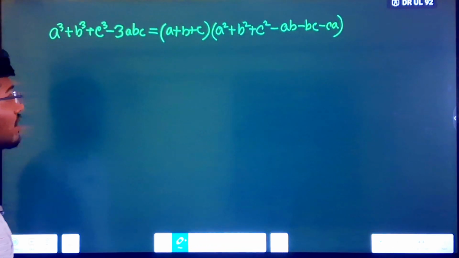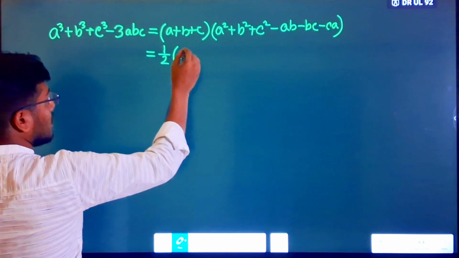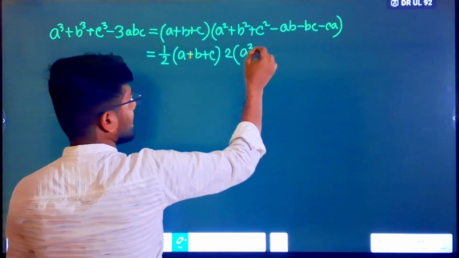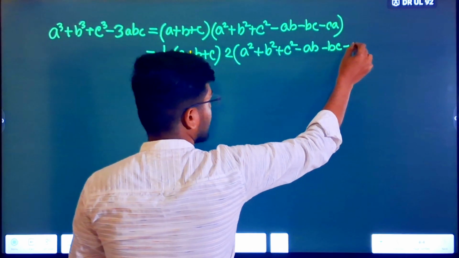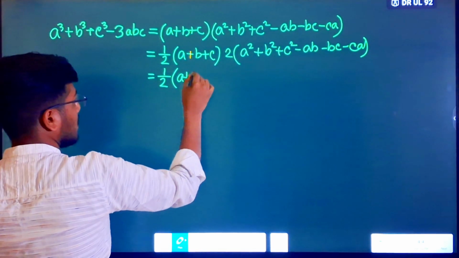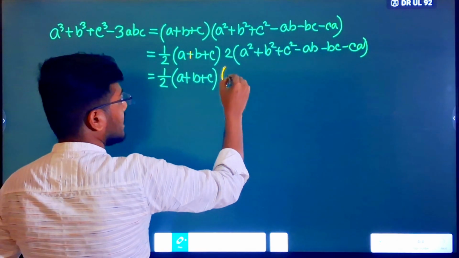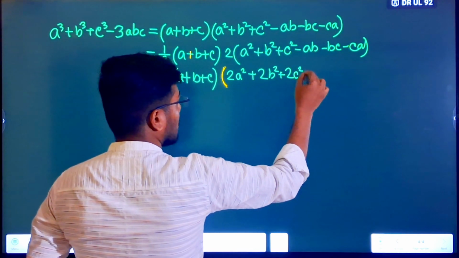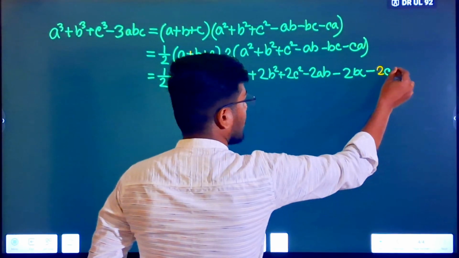To find out the next version of this formula, at first we take half common. Then a plus b plus c. So half means multiplied by 2. Again you write down the same thing, a square plus b square plus c square minus ab minus bc minus ca. Yes or no? Okay. Next, write down in a similar way, half multiplied by a plus b plus c. If you multiply the 2 into both, what happens? It is 2a square plus 2b square plus 2c square minus 2ab minus 2bc minus 2ca.